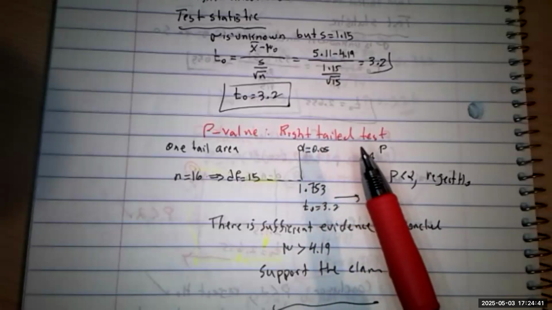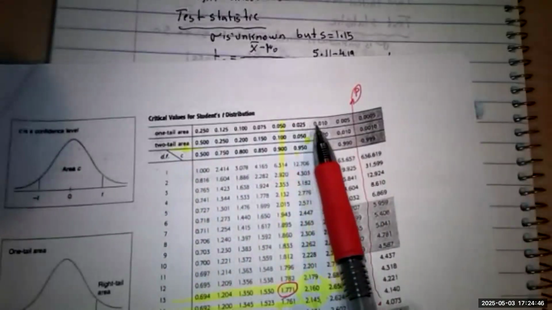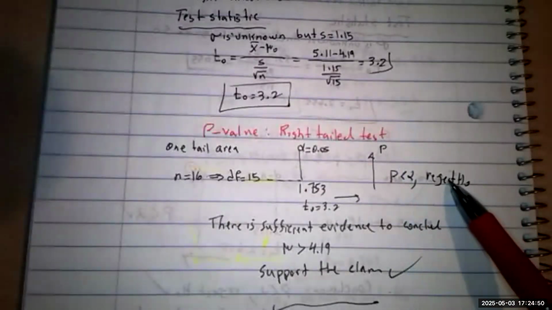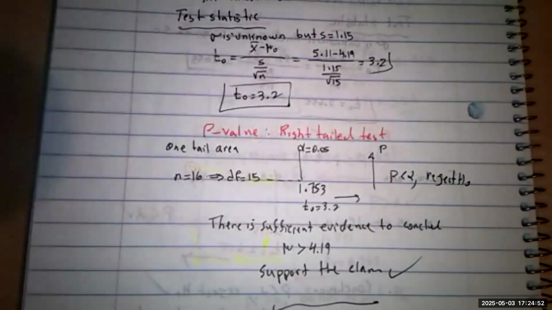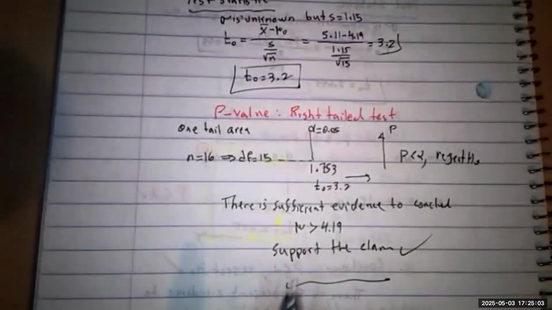And if you check any number in the one-tail area to the right, you see they are all less, less, less. So p is less than alpha, you reject the H naught. If you reject the H naught, it means you like the other one, the H1. So you have to write something positive. There is sufficient evidence to conclude that mu is greater than 419, and then you support the claim.